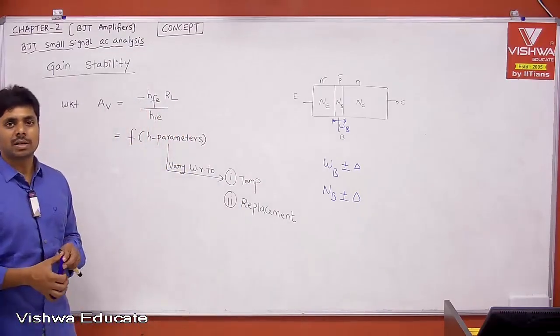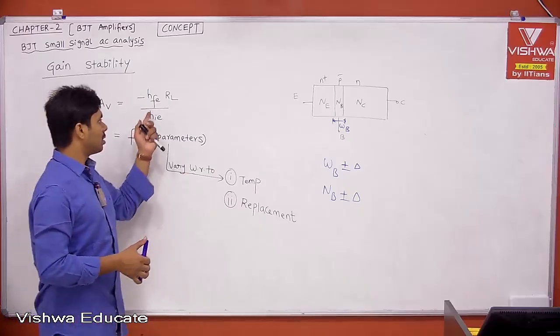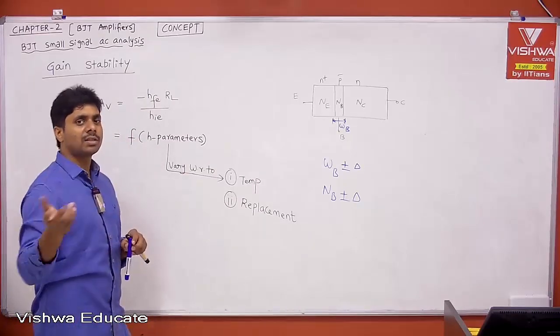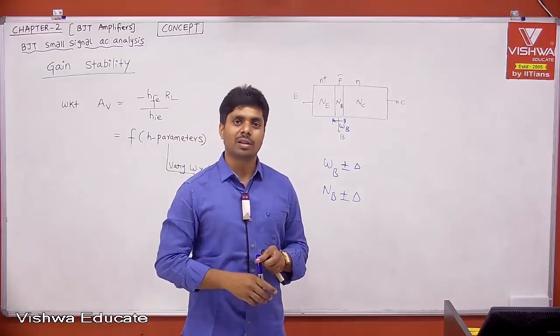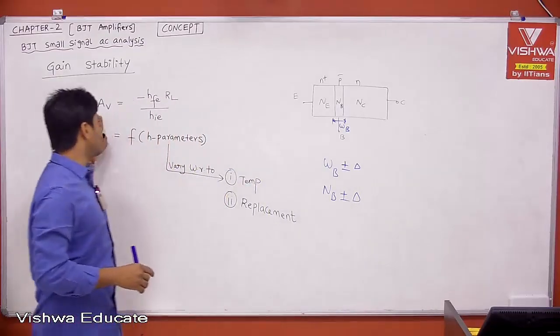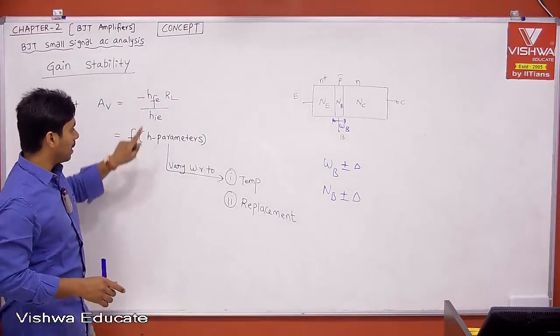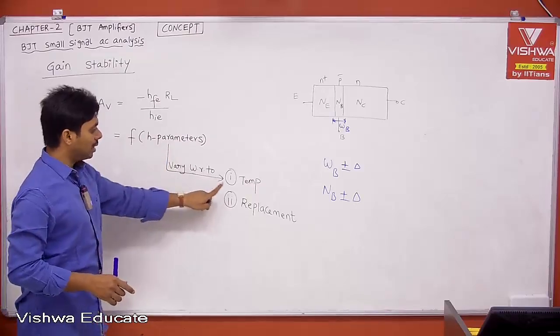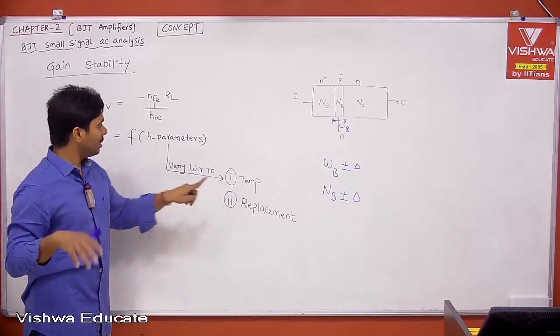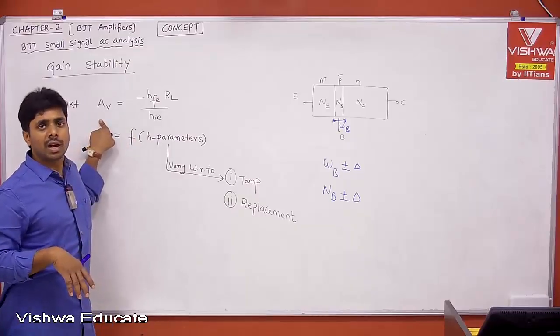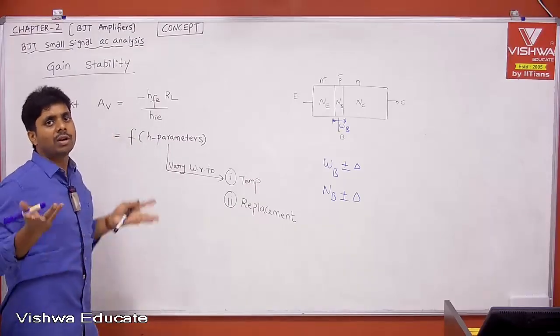If there is a variation in the H parameters, remember that when you replace the transistor, that transistor will have different H parameters and therefore a different voltage gain. Therefore, ultimately, your voltage gain depends on H parameters. H parameters depend on temperature. Surely, temperature will change. For example, if the transistor is not burnt, then you will not replace it.